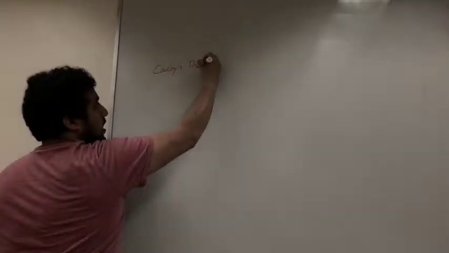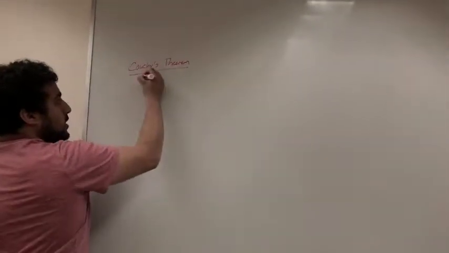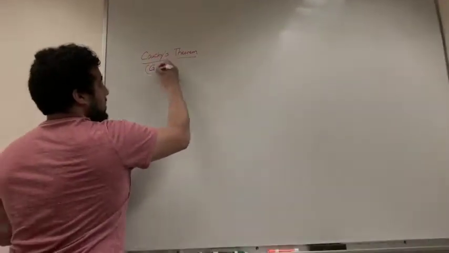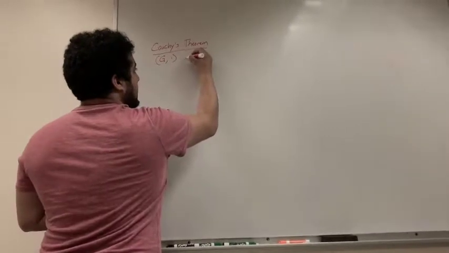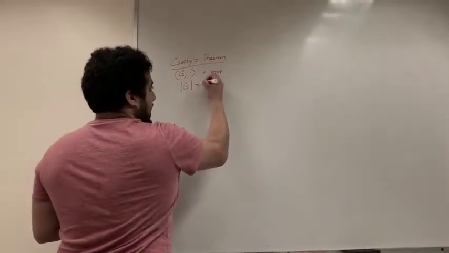Okay, so we're going to prove Cauchy's theorem. Cauchy's theorem is another really powerful little tool, like Lagrange's theorem, to allow us to characterize groups. What Cauchy's theorem says is you take any group G, with some operation dot, so G with some operation is a group. The size of G is some number, let's call it n.